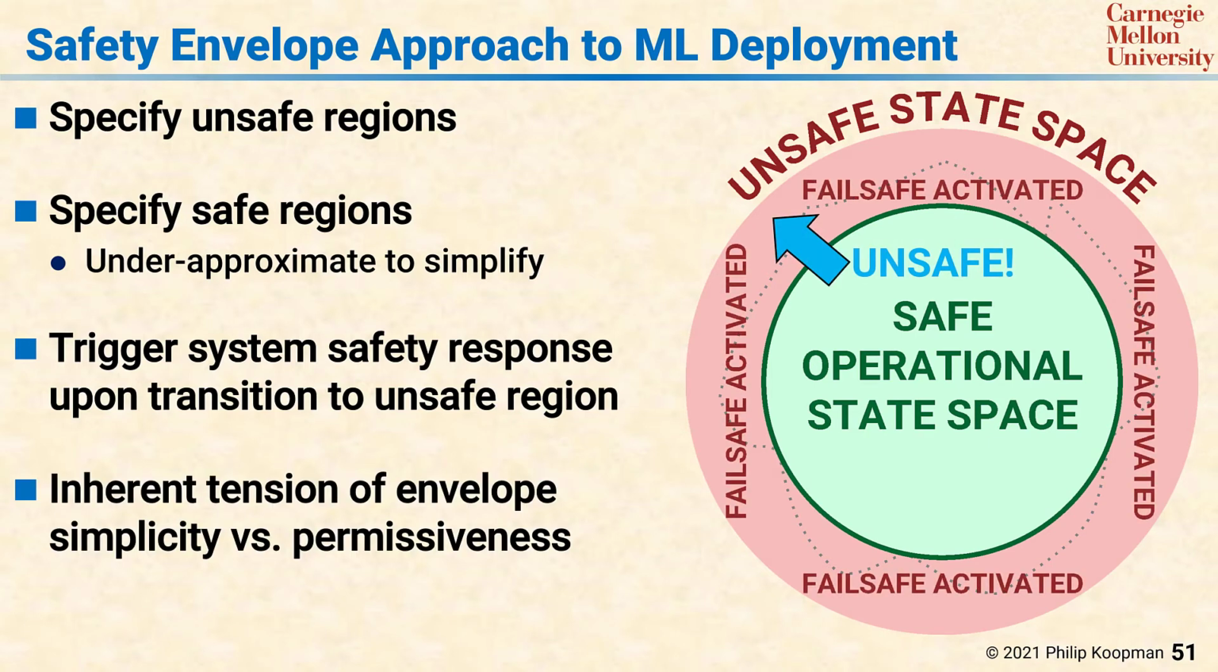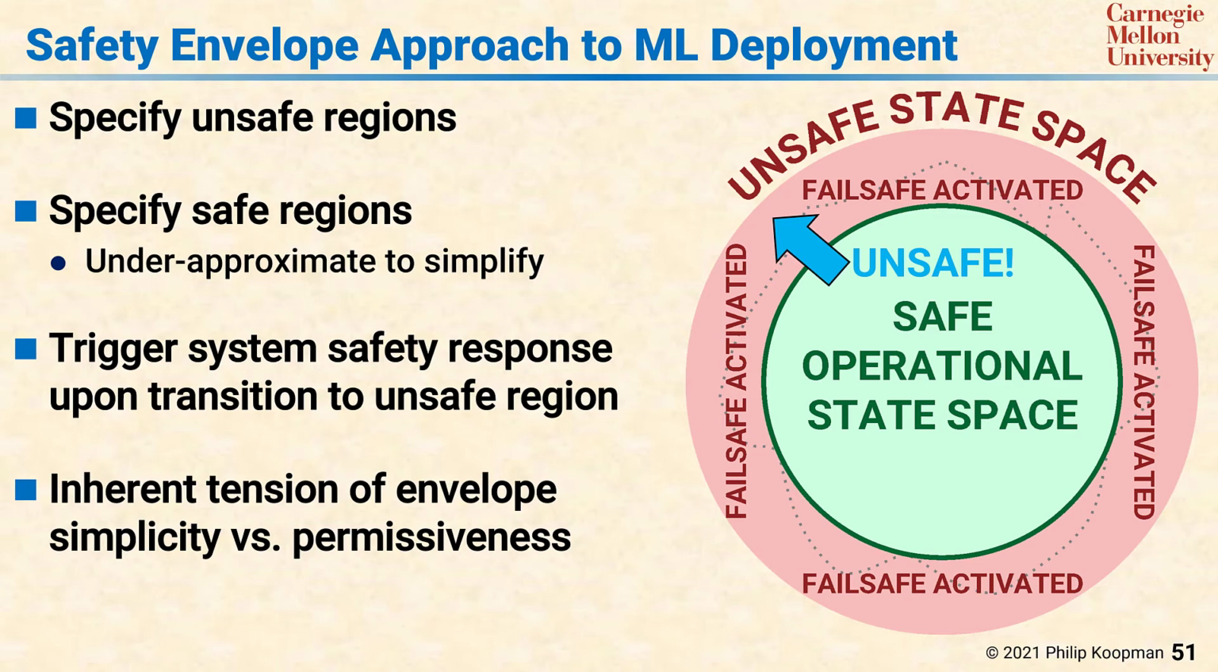There's an inherent tension here in that the simpler the safety envelope is made, the easier it is to build a checker, but the more complicated behavior can be ruled out, even though in theory it would be unsafe, but the checker is not complicated enough to appreciate that.